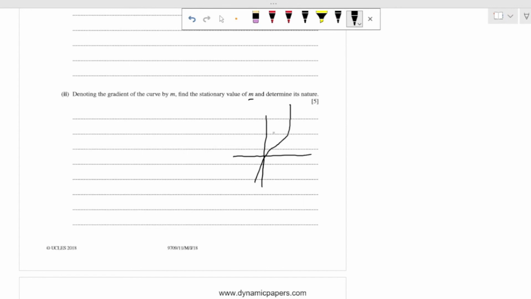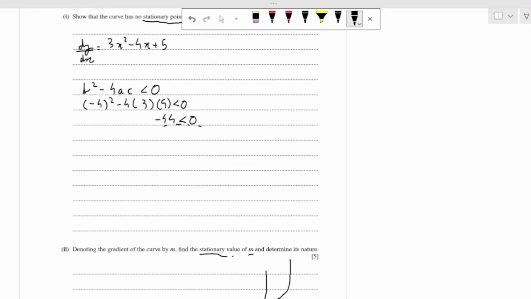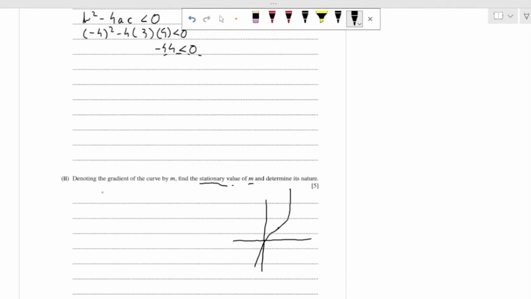m in this case is such a value that lies on the graph. And although it might be confusing because stationary value means that the gradient must be 0, then m itself should also be 0, this is not the case for the question. Whenever we face such a question where the wording does not make any sense, it's best to start from facts which we already know. The question said, denoting the gradient of the curve by m. What is the gradient of the curve? The gradient of the curve is given by its derivative. That means dy over dx equals m. And that means we can equate m with the equation which we made above, which is m equals 3x squared minus 4x plus 5.